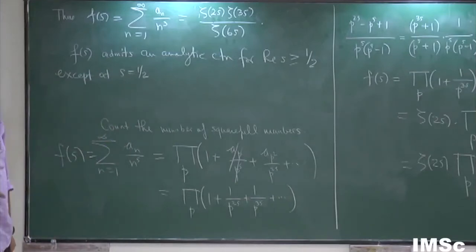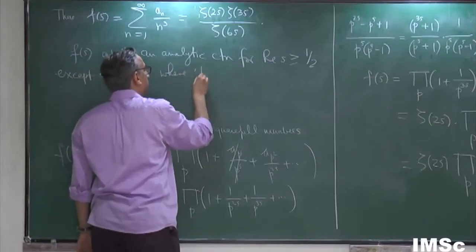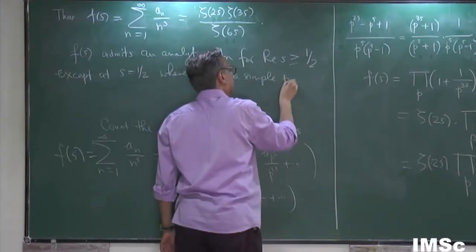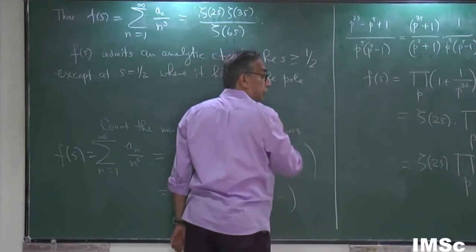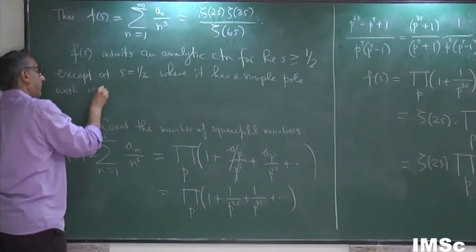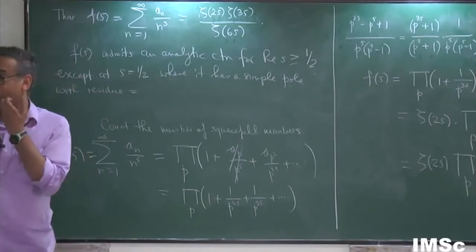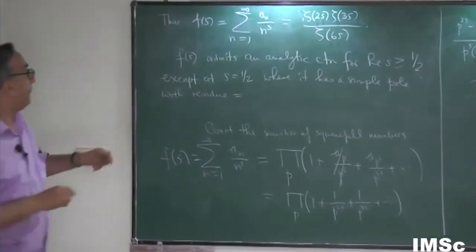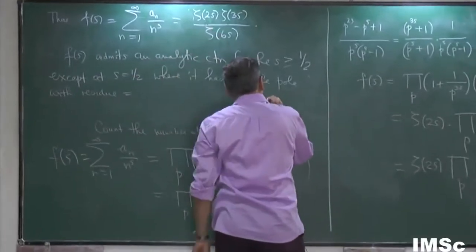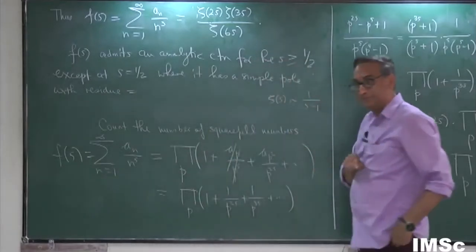Where it has a simple pole with residue equal to... what's the residue? Well, for zeta 2s it's 1. Well, it's not quite 1 actually. So see, zeta s behaves like 1 over s minus 1, correct?